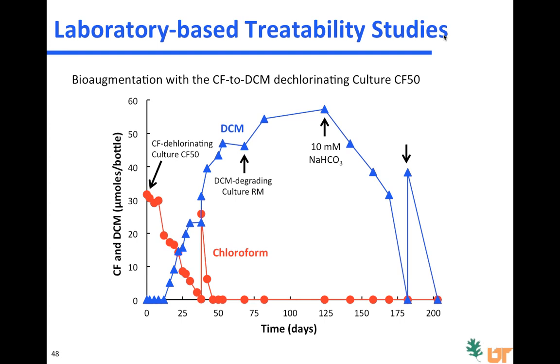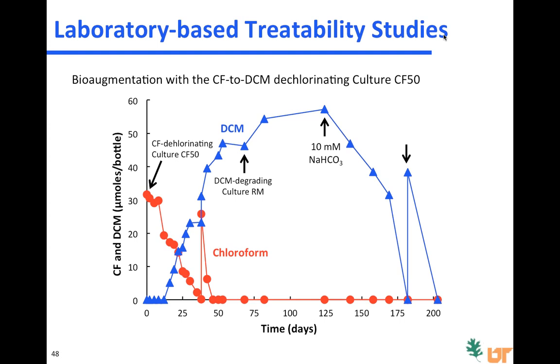But we knew from our laboratory studies before that this culture requires bicarbonate. So then we added bicarbonate because apparently this groundwater did not have a lot of bicarbonate. And after bicarbonate addition, DCM was degraded. When we respiked it, it was degraded very quickly. So the point here is you need to understand the microbiology in order to make bioaugmentation work. And it's not unreasonable to have 10 millimolar bicarbonate. Actually, many aquifers have that much bicarbonate.